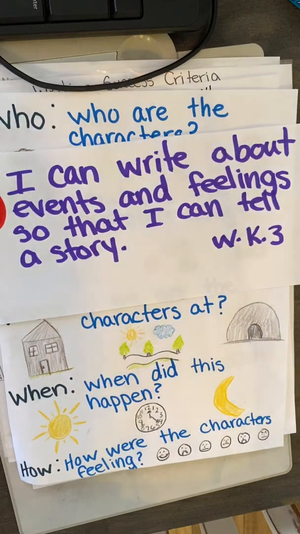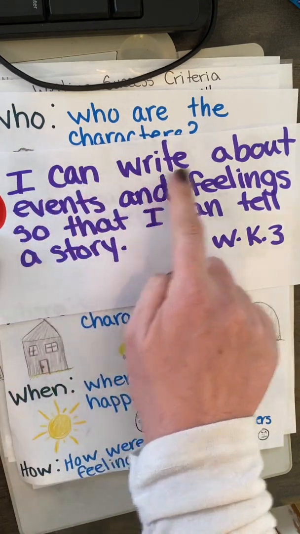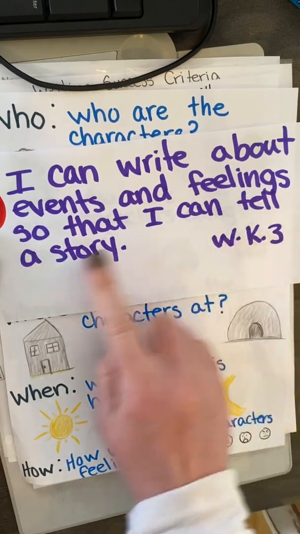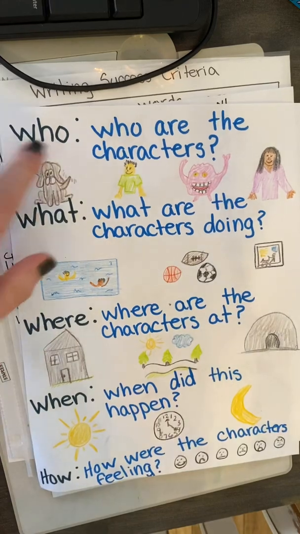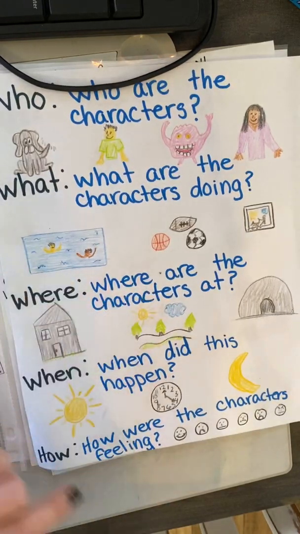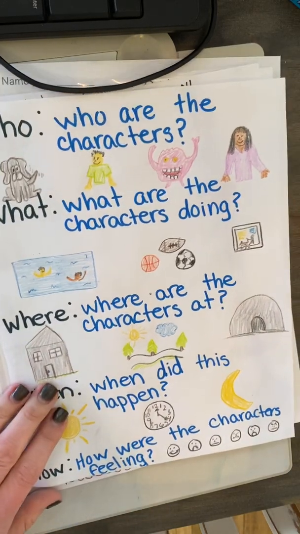In writing, we are going to continue working on narrative stories. So our learning target is I can write about events and feelings so that I can tell a story. So we're going to continue to work on the who the characters are, the what the characters are doing, the where the characters are at, when did this happen, and how the characters are feeling.